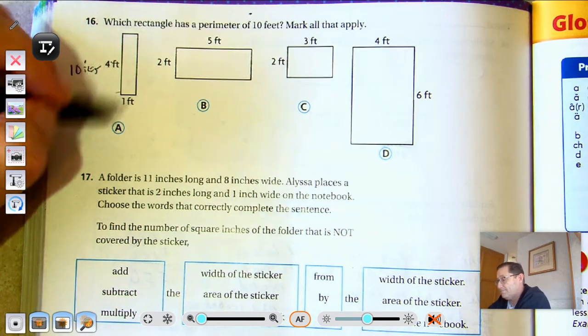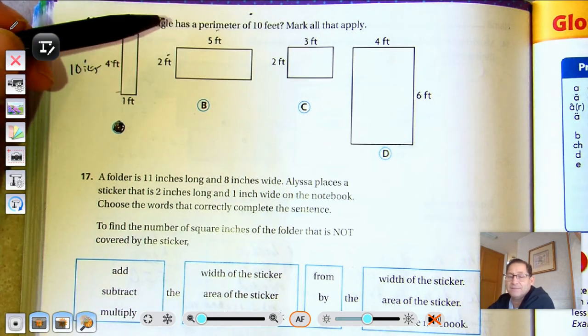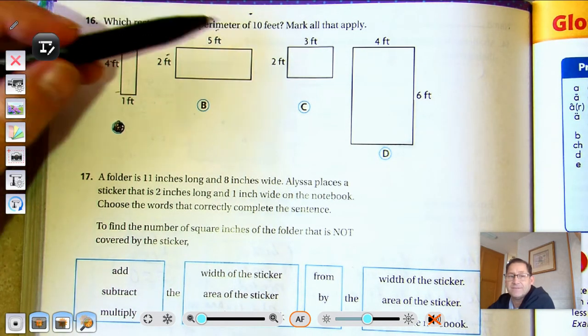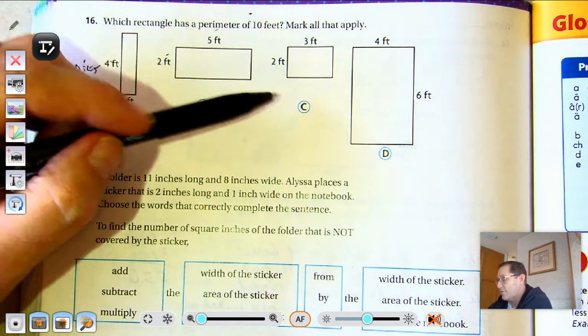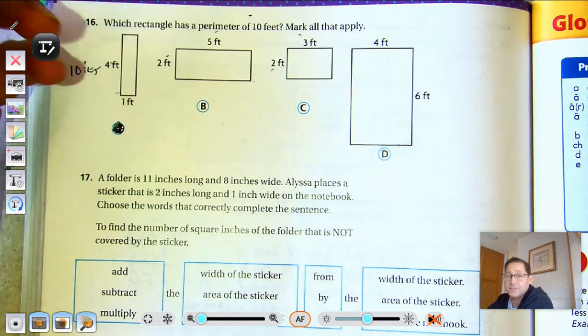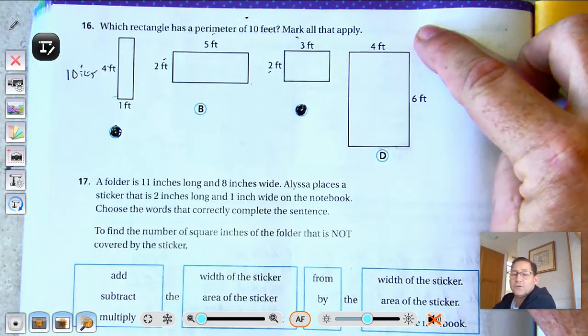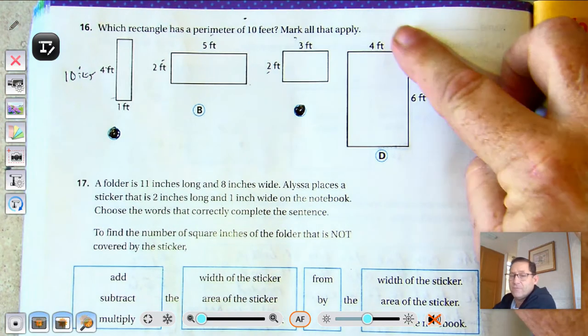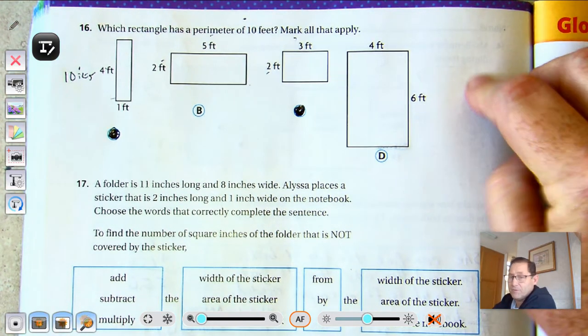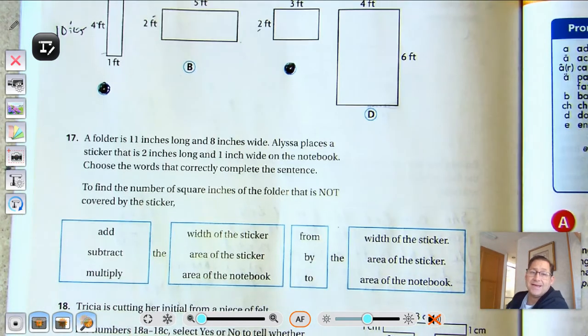So 4 plus 1, that'll work. 5 plus 2, that's 7. That's not 10, because 7 times 2 is 14. 3 plus 2 is 5. 5 times 2 is 10. That'll work. 6 plus 4 is already 10. That's only halfway around. So it would actually have a perimeter of 20, because 10 times 2 is 20. So it's just A and C.